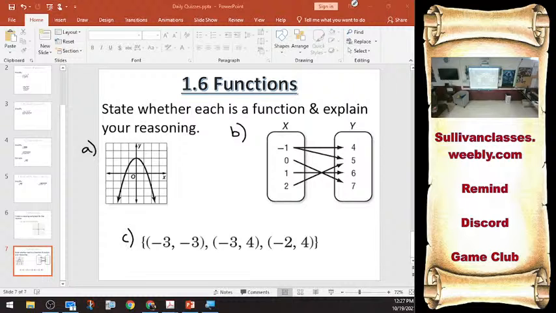Just like these, except it's a continuous graph instead of dots. So, can you do the vertical line test on it? Will it only ever hit the graph once? There you go.